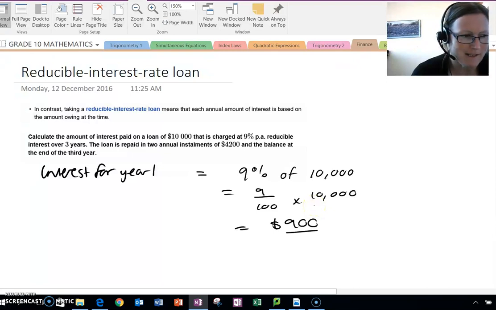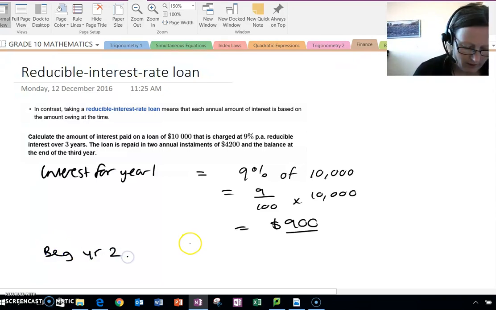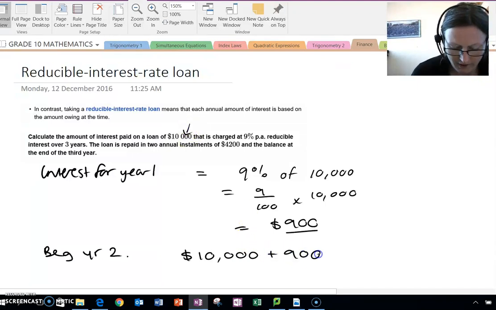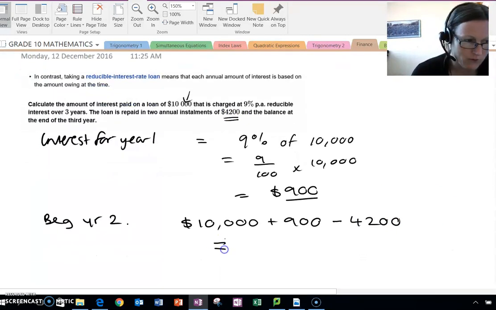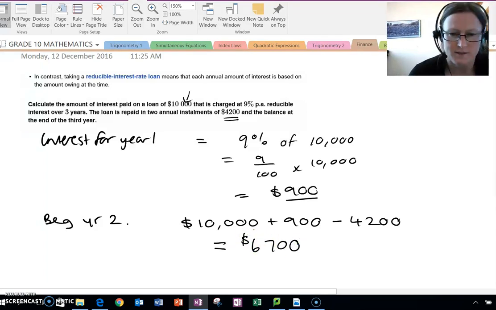So at the beginning of year 2, how much money are you owing? Well, the $10,000 that you initially owed here, plus the $900 interest that you have been charged. But you're going to pay $4,200 back, it tells you there. So how much do you now owe? So if we add 10,000 plus 900 and subtract 4,200, you now only owe 6,700.